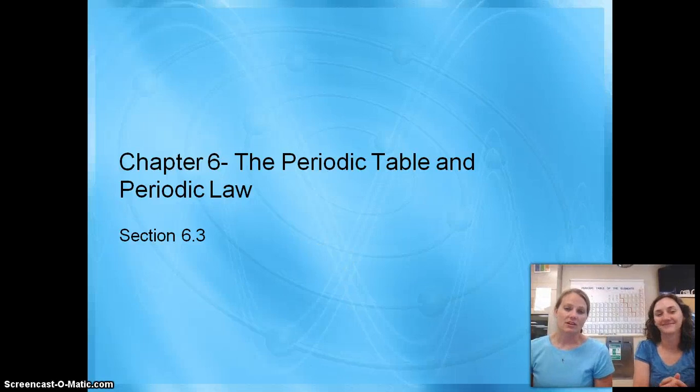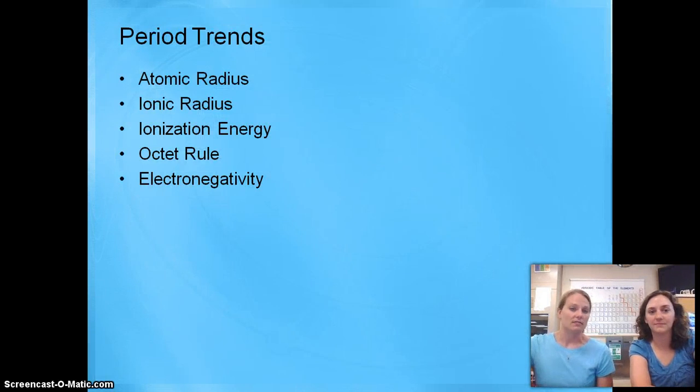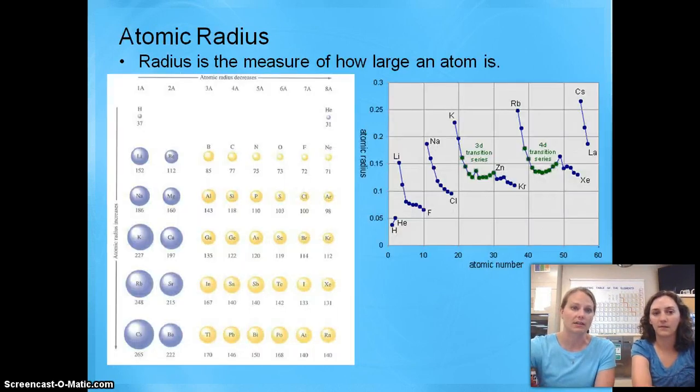Section 6.3. This is our last section for chapter 6. This is going to deal with the trends of the periodic table. Where do we find our information? How does it move through, left, right, up, down, and what can we use this information for? You've got trends of atomic radius, ionic radius, ionization energy, octet rule, and then electronegativity. Those are the topics we're going to cover in this little podcast.